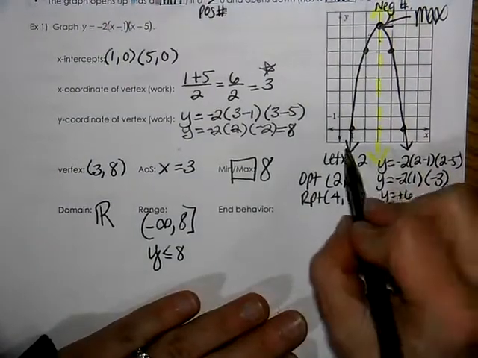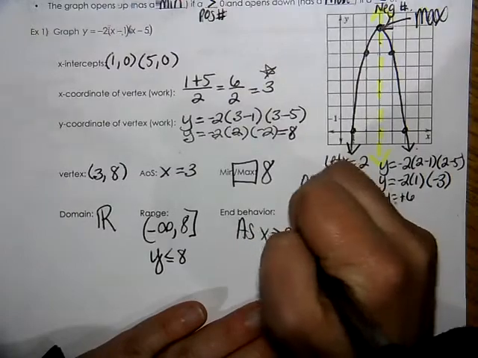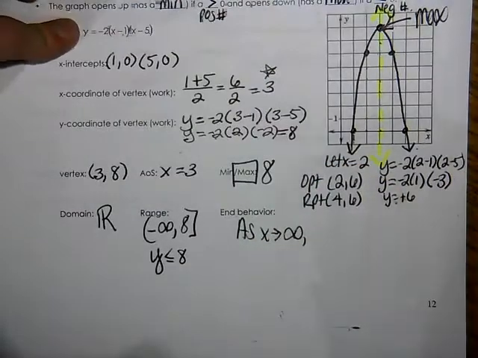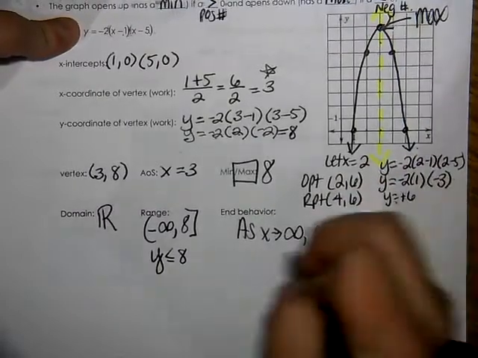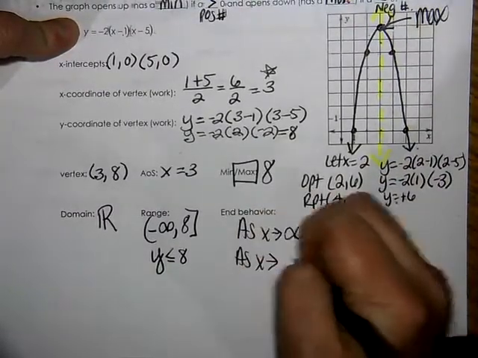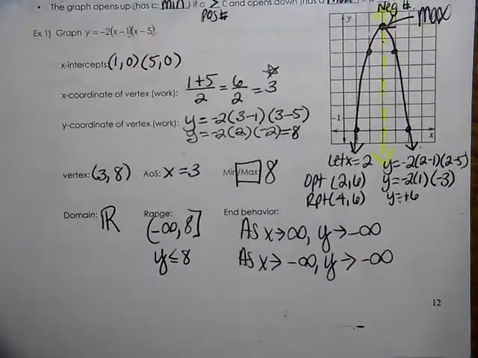Your end behavior, because we have down, down, means that we will say as x approaches positive infinity, our function, which is called y, approaches negative infinity. And as x approaches negative infinity, y approaches negative infinity as well.